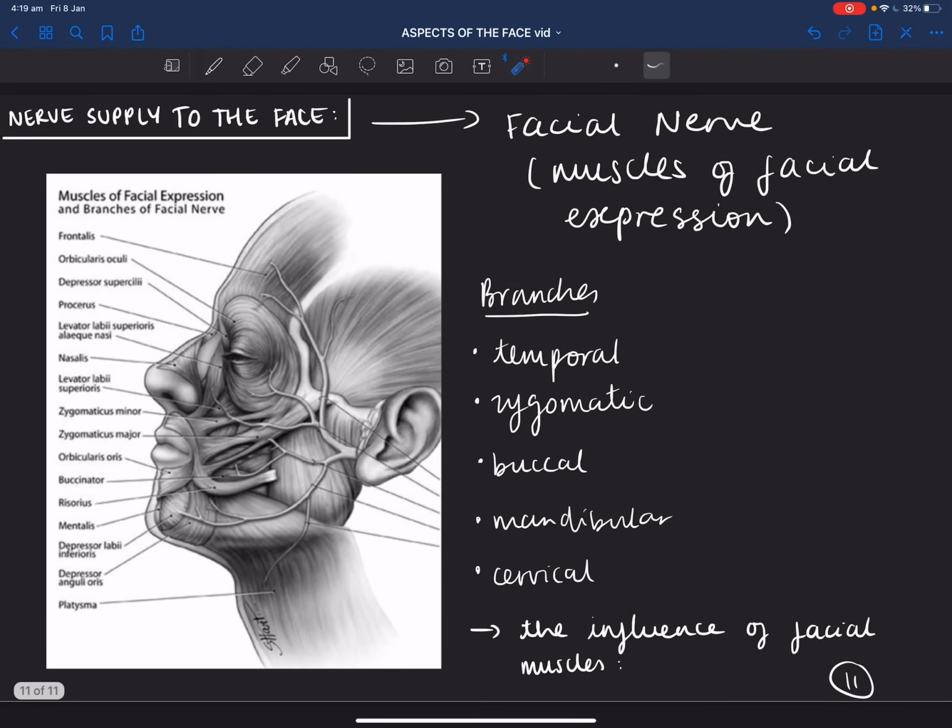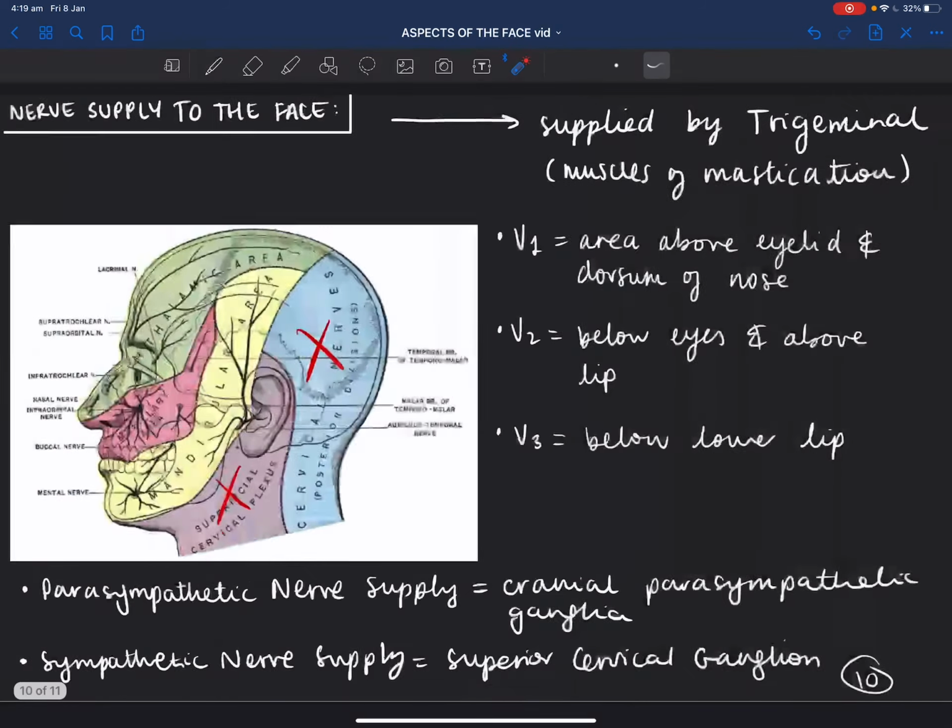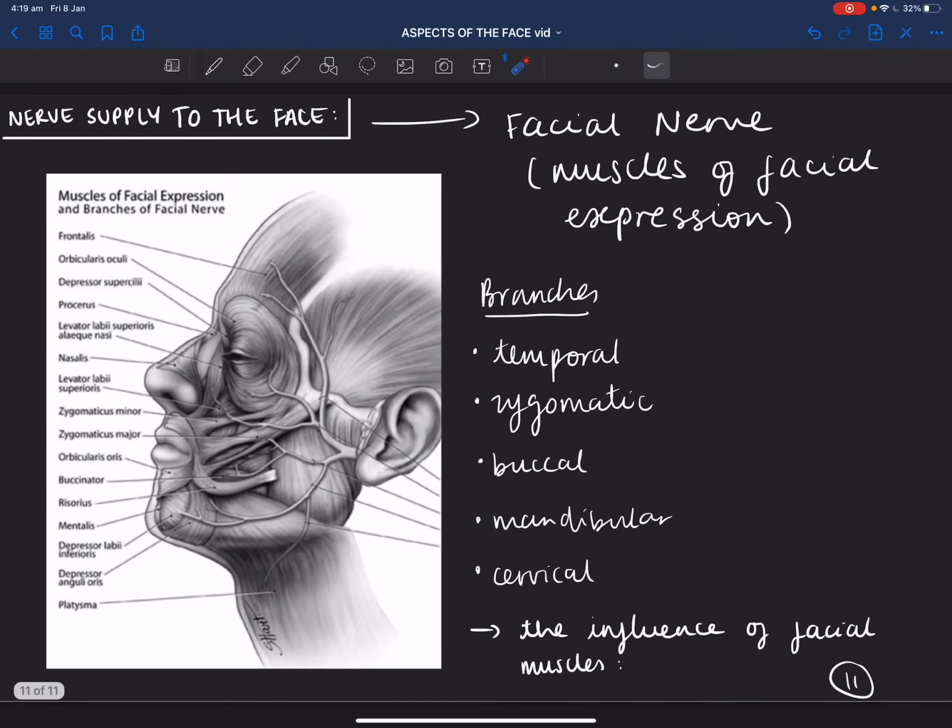Finally, we also get our nerve supply to the muscles of facial expression, whereas here we covered the muscles of mastication, which are muscles of chewing. So, muscles of facial expression. These are supplied by the facial nerve, which also supplies taste as well as facial expression. The facial nerve actually courses between the SMAS, or the superficial muscular aponeurotic system, and the deep fascia here, before its branches then innervate the facial muscles.